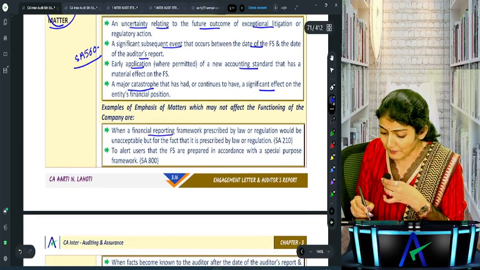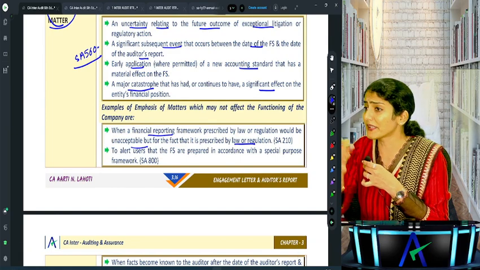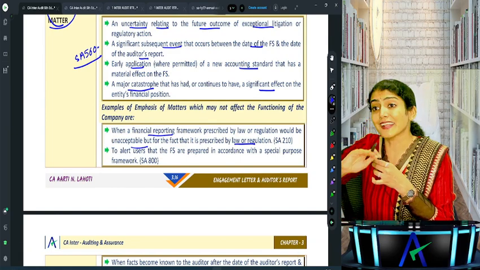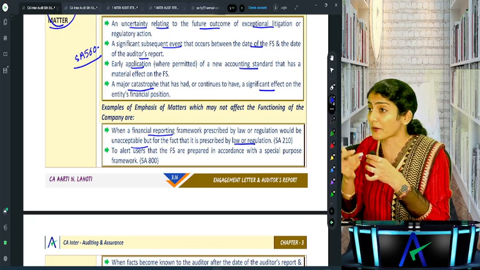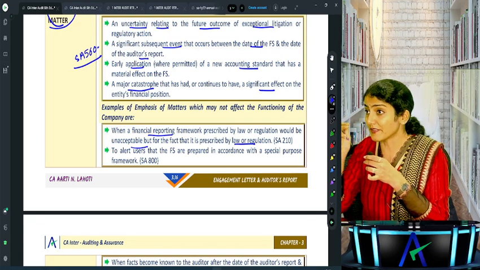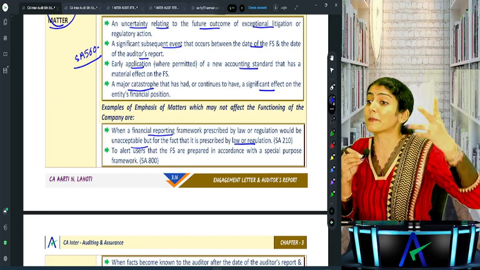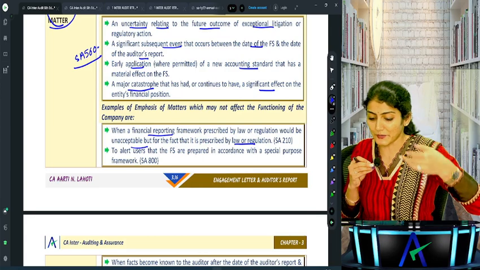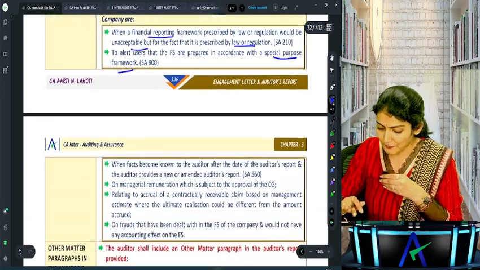AFRF is unacceptable but required by law or regulations, say US GAAP, German GAAP. The AFRF is not acceptable, but you're doing the audit. Why? Because it is required as per the law and regulations. Then what report will you give? True and fair? No. Then you will give a report saying it is prepared as per German GAAP or so. Financial statements are prepared as per a special purpose framework.